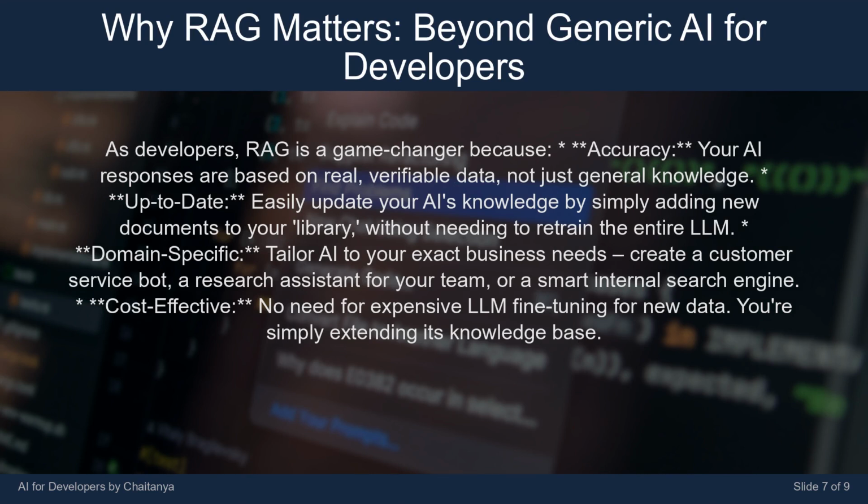As developers, RAG is a game changer because of accuracy. Your AI responses are based on real, verifiable data, not just general knowledge. Up to date. Easily update your AI's knowledge by simply adding new documents to your library without needing to retrain the entire LLM. Domain specific. Tailor AI to your exact business needs. Create a customer service bot, a research assistant for your team, or a smart internal search engine. Cost effective. No need for expensive LLM fine-tuning for new data. You're simply extending its knowledge base.